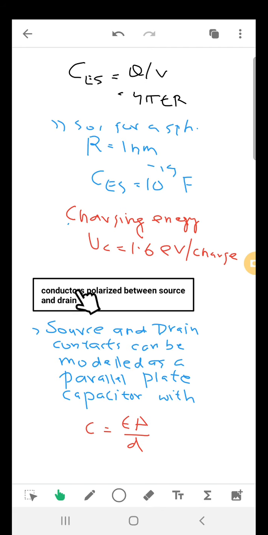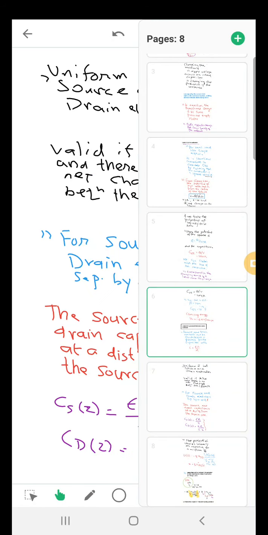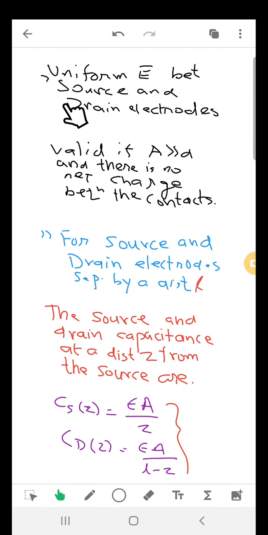Now, if we take a conductor which is polarized between the source and the drain, the source and the drain can be modeled as parallel plate capacitors having the following capacitance, where A is the area of the parallel plates and D is the distance between the two plates. There is a uniform electric field between the source and drain, and this uniform electric field is only valid if the area is much larger than the distance. That means we have these two parallel plates with large areas, so that the distance D between them is much smaller.